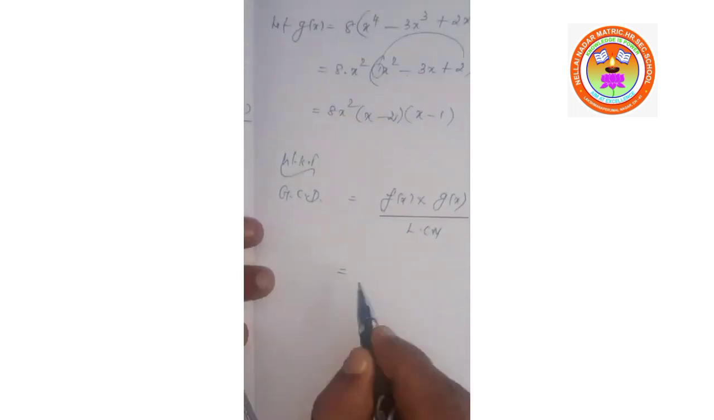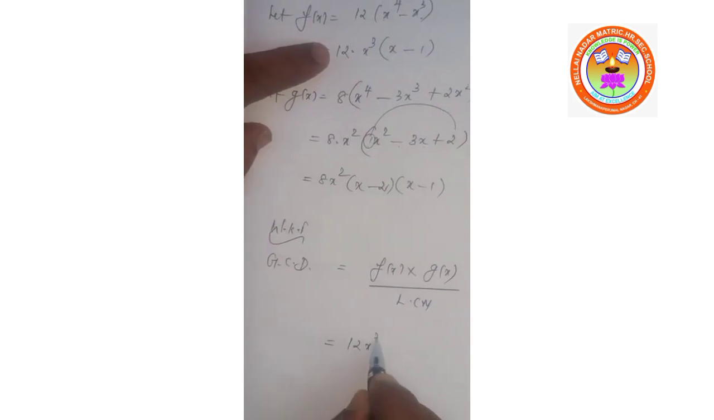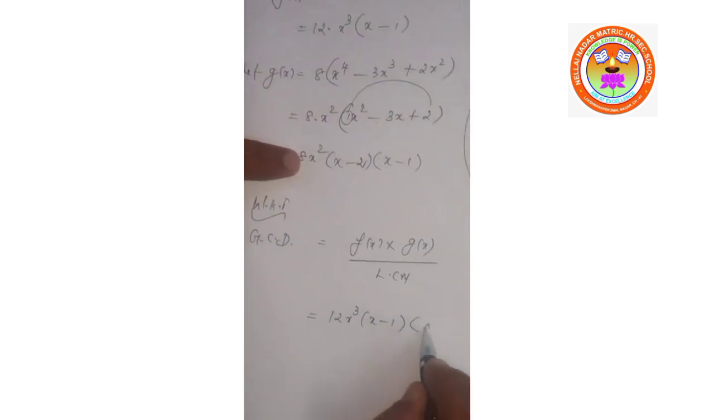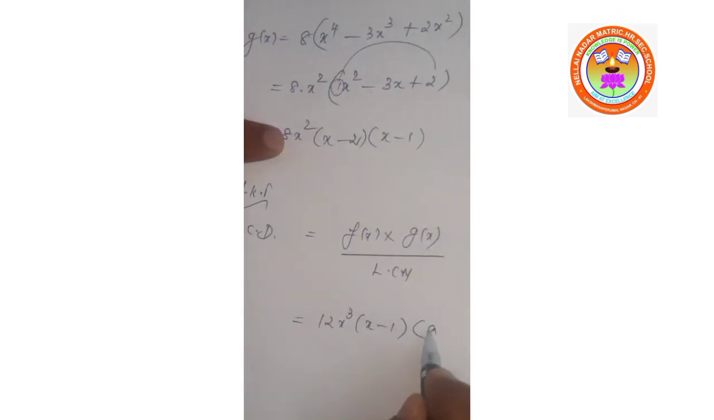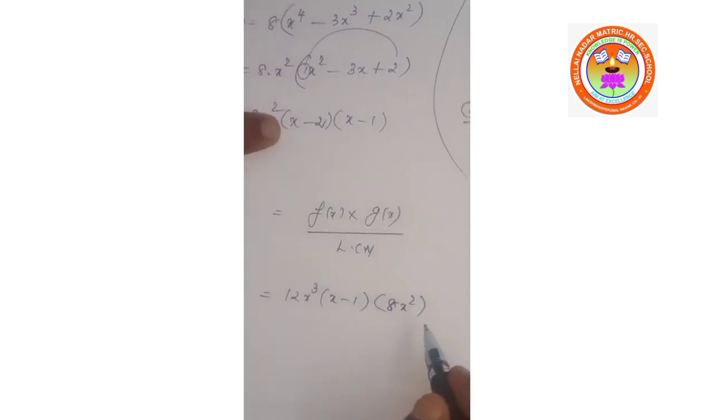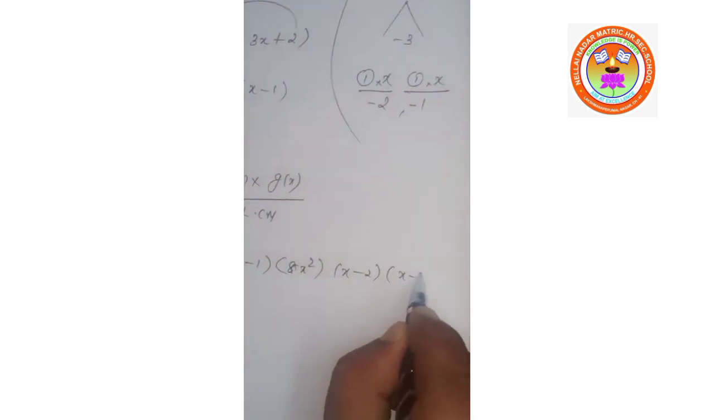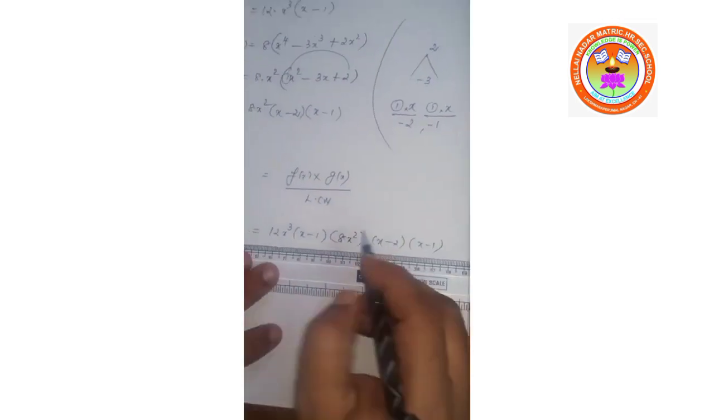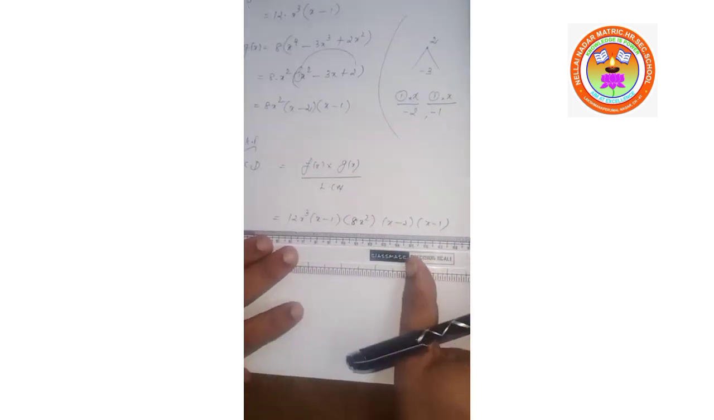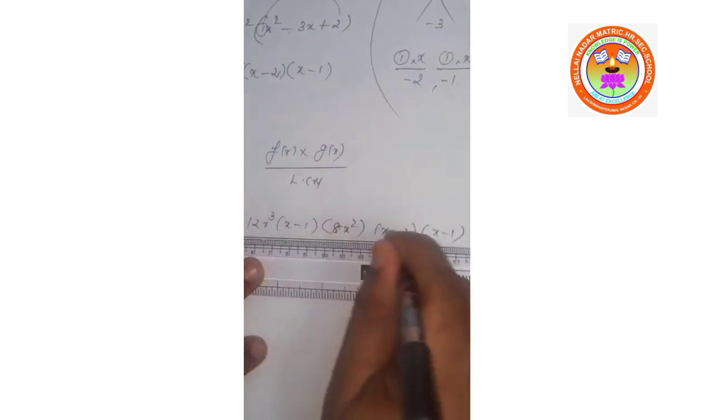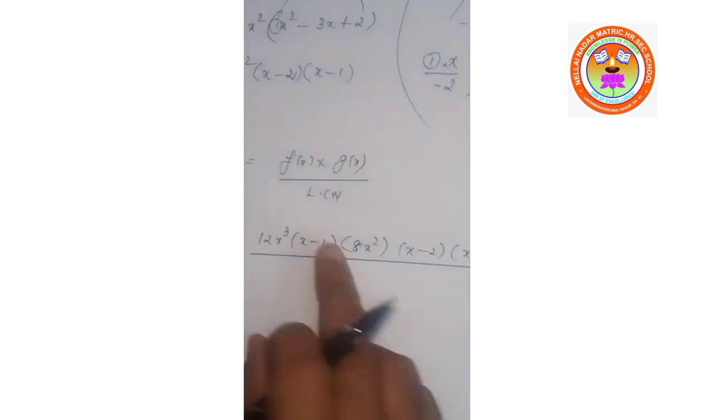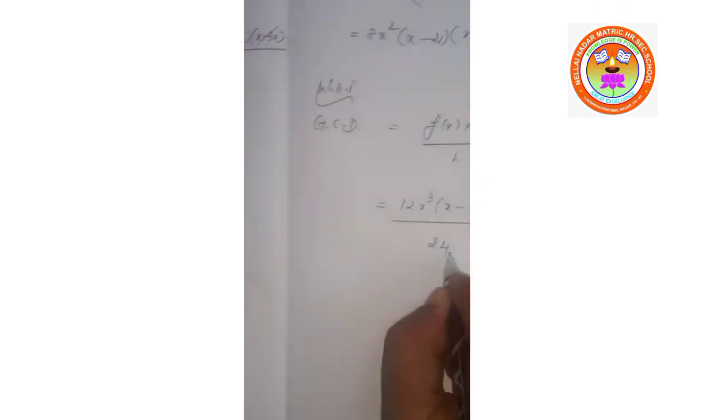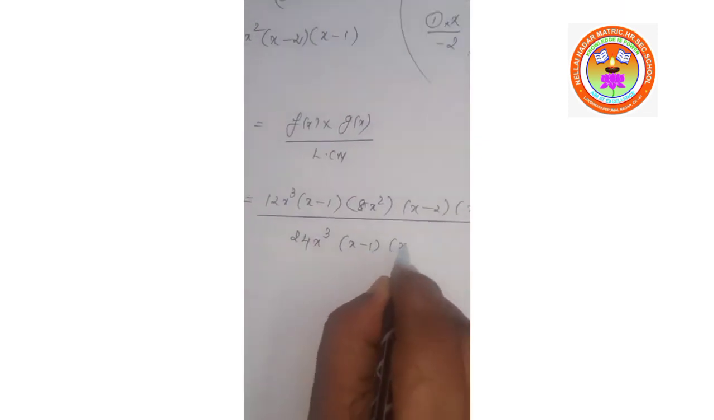Okay. Write f of x. f of x equals 12x cube into x minus 1, into g of x, here it is 8x squared. Okay, 8x squared I have written outside the brackets, into x minus 2 into x minus 1. You know, it is not necessary to write x squared inside the brackets. LCM that is given here, 24x cube into x minus 1 into x minus 2.